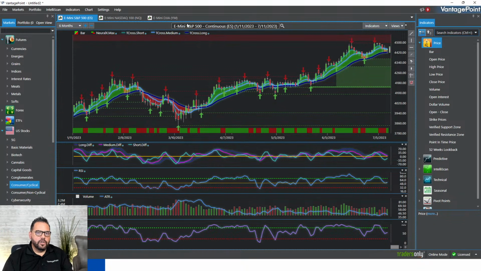So what we're looking at here, you can see we've got the S&P 500 up on the screen. It says S&P 500, and we've got 6 months of data, January 11th to July 11th. July 11th, from a date standpoint, that is today's date.